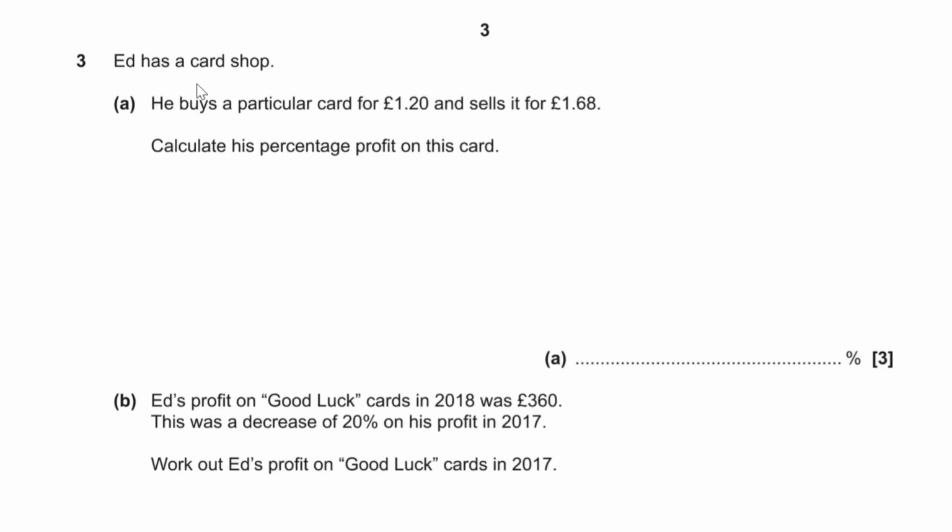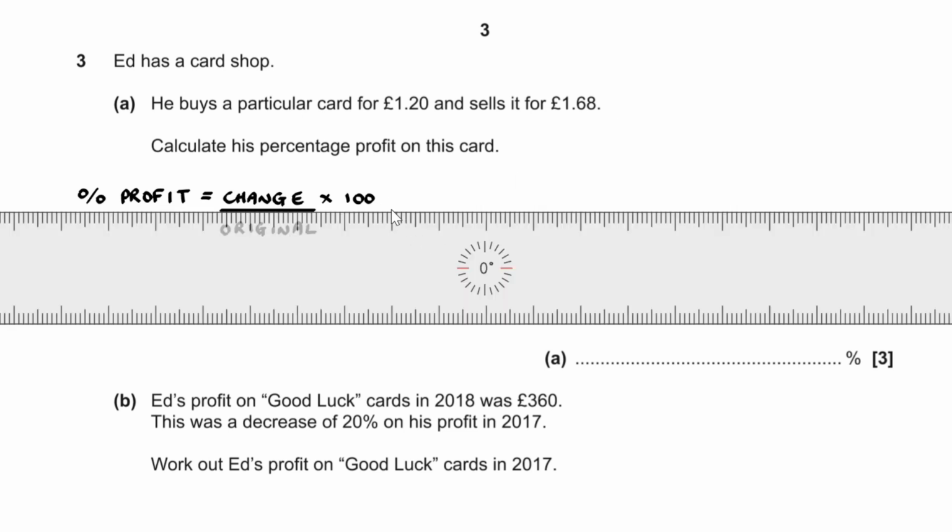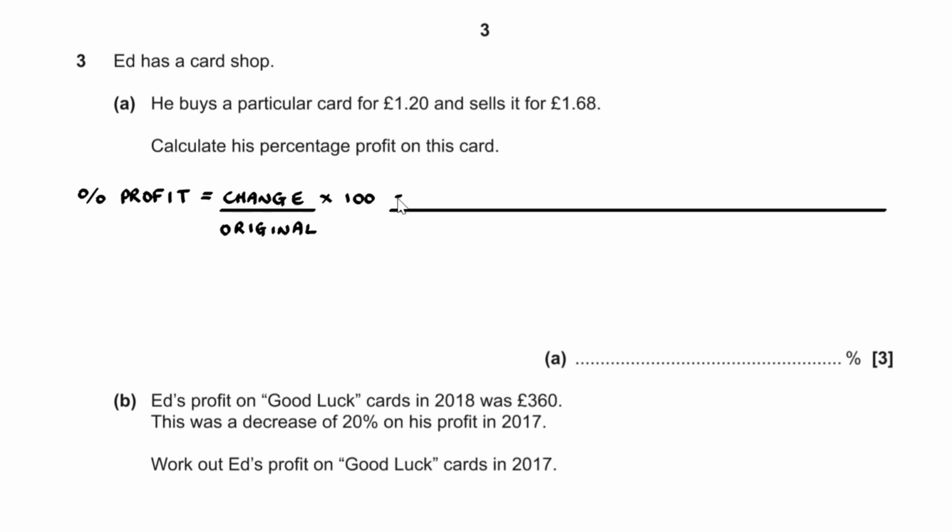Question number 3. Ed has a card shop. He buys a particular card for £1.20 and sells it for £1.68. You have to calculate his percentage profit on this card. Well, percentage profit, that's equal to the change over the original multiplied by 100. And so therefore, what you can see then is we've got the change being 168, take away 120, and then we divide by the original 120, and then we multiply this result by 100.